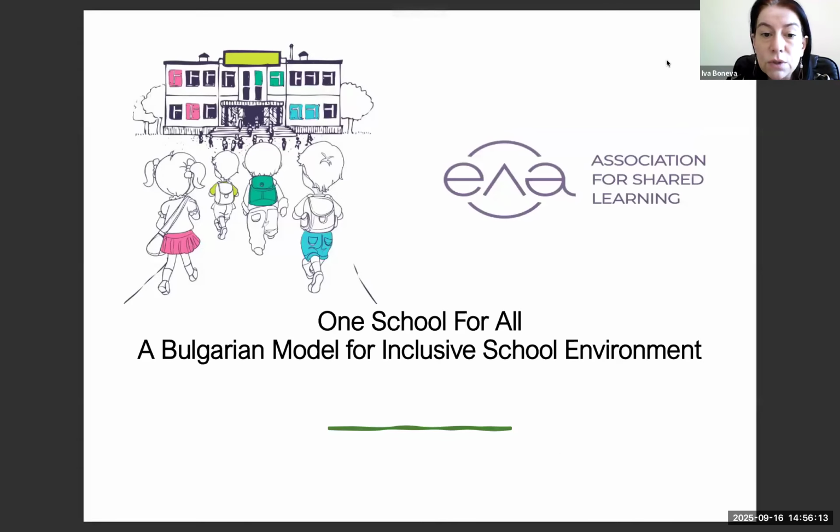So these are the difficulties, and that is how we came to the model for creating inclusive school environment, which we called One School for All, not very originally. And it is actually a management model. It is a model of how you can organize your school so that you can become inclusive in 1 year or a year and a half. So this was to help schools.